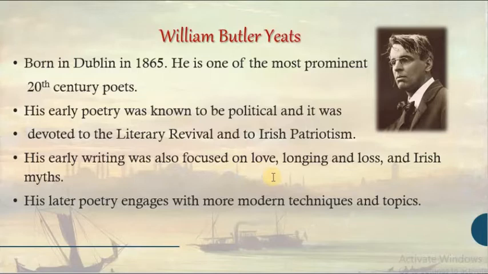So when we speak about his early poetry, we are speaking about certain themes that he tackled in his poems, which are more focused on romantic themes and ideas. So we can say that William Butler Yeats in his early times was kind of a romantic poet. He was more focused on themes related to the political state of his country, Ireland. And then when we come to his later poetry, we will see that he engages more with modern techniques and topics. It is the later poetry which seems closer to modern times than the early one.